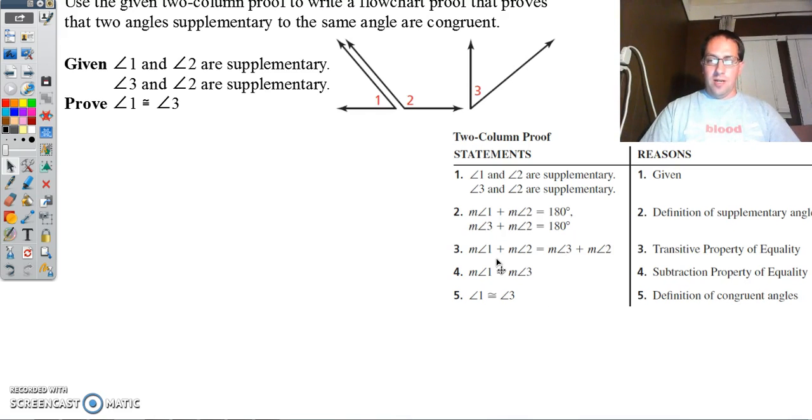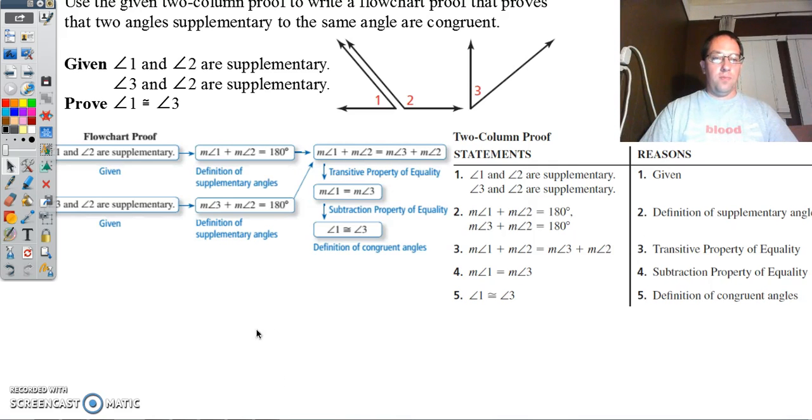Alright, so now we wanted to prove that angle 1 is congruent to angle 3, so we need to get rid of these 2's, so we can just subtract the measure of angle 2 from both sides. So with the subtraction property of equality, and there we go. This angle equals that angle, which means the angles are congruent. Definition there.